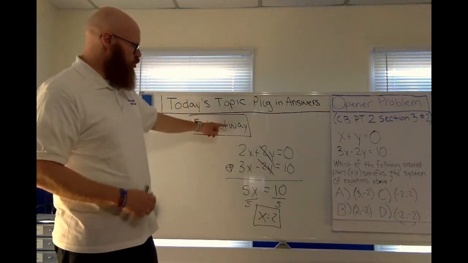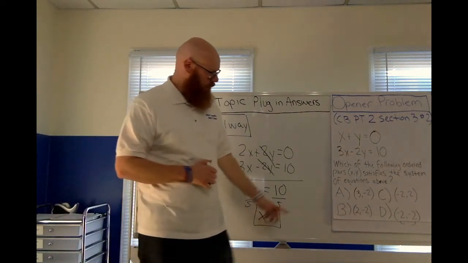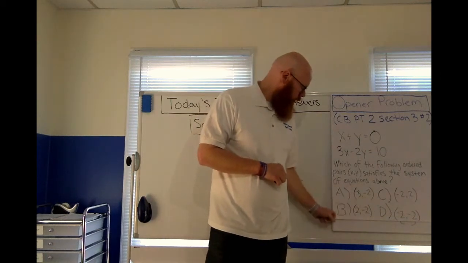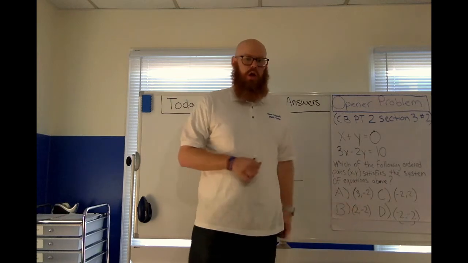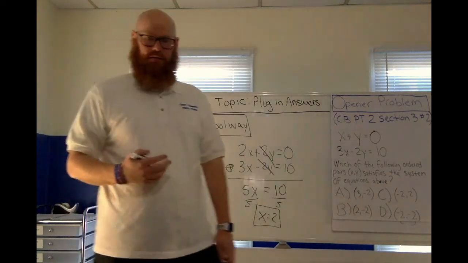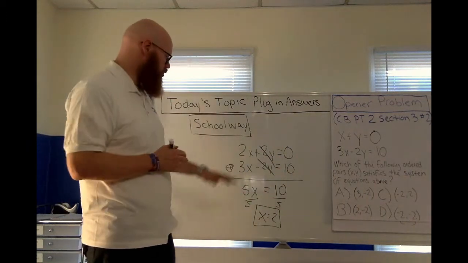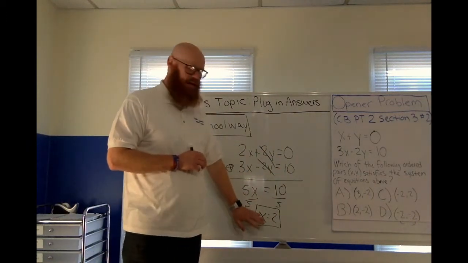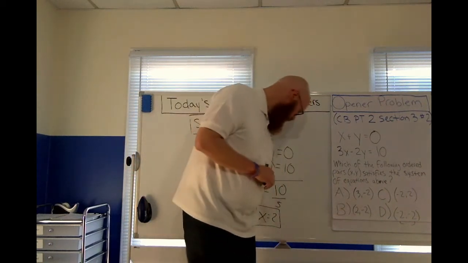Even if you choose the school way for this problem, you really don't need to go past this, because if you look at your answers, only B has x equal to 2. So even if you choose the school way, there are still these little shortcuts. That's really not even part of today's strategy. It's something you should always look for. Again, you do just enough work to get the answer, and then B is the only answer choice.